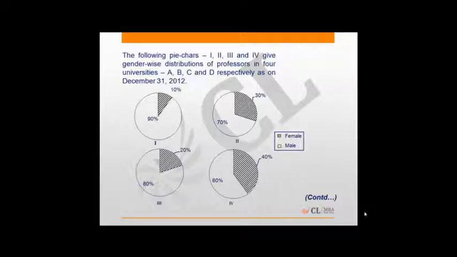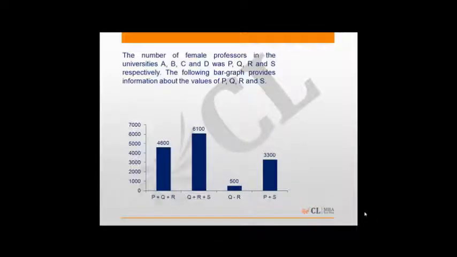Okay. This question gives the gender-wise distribution of professors in four universities A, B, C, and D respectively as on 31st December 2012. The gender-wise distribution is given in the pie chart shown on the screen. Next, the number of female professors in the universities A, B, and C are represented by letters P, Q, R, and S respectively, and the bar graph represents some information about P, Q, R, and S.